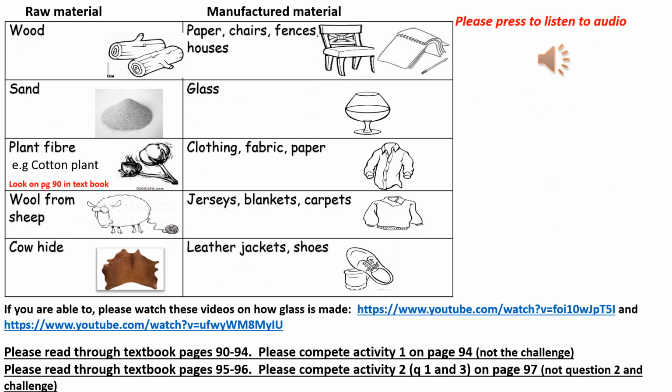On this slide, we can see that wood is a raw material. Wood is used to make many manufactured products: chairs, paper, pencils, desks, furniture, houses, fences, to mention just a few. Sand is the raw material used to make glass.